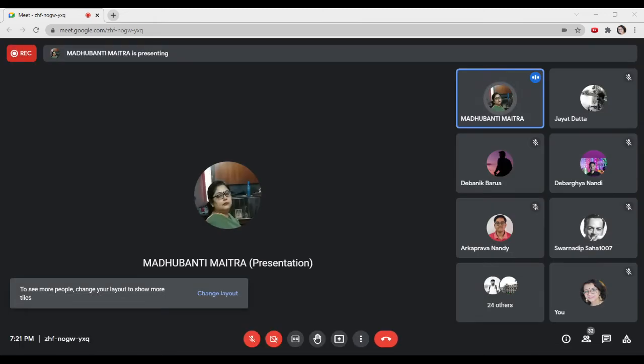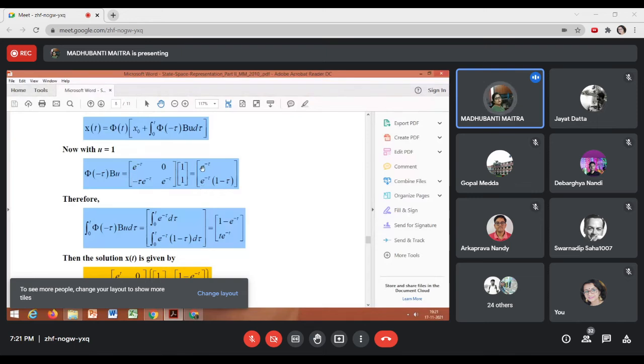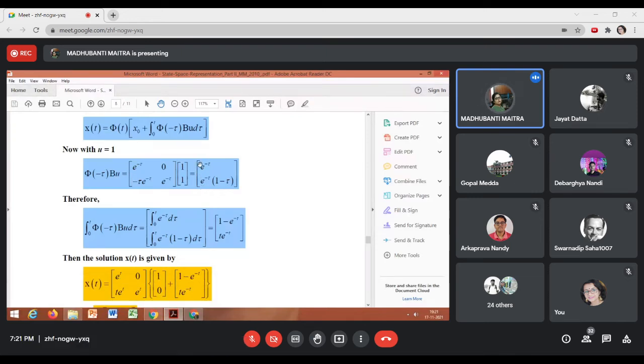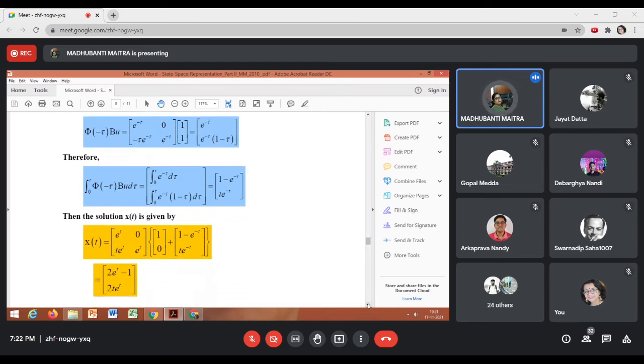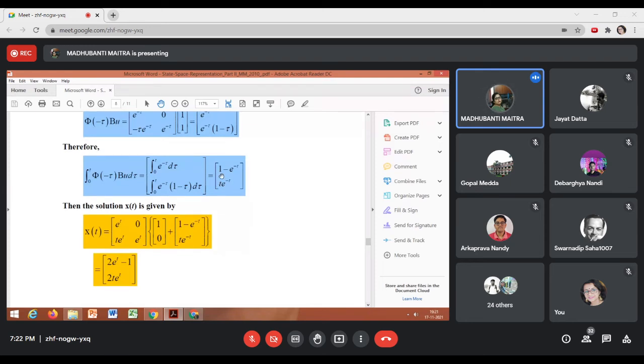Minus tau d tau. So that will be integration 0 to t e to the power minus t minus tau d tau, and integration 0 to t e to the power minus tau (1 minus tau) d tau. So if you perform the integrations, since these are simple exponentials, e to the power minus t, e to the power minus t into (1 minus tau), you'll be able to perform the integration very easily.